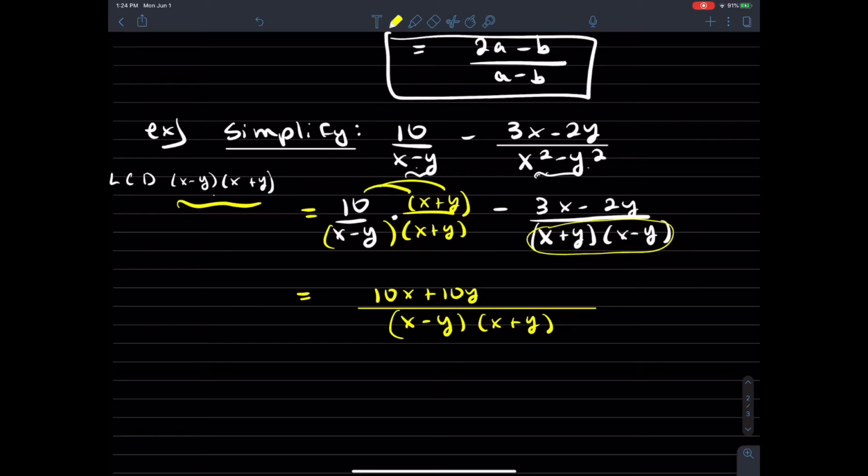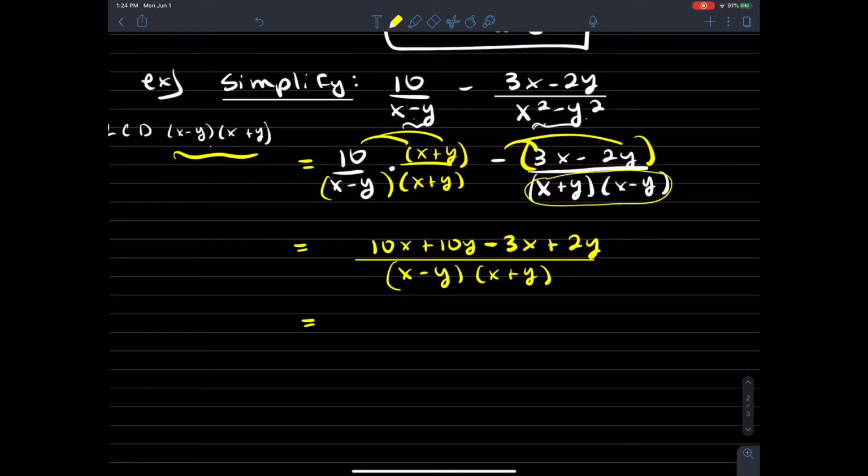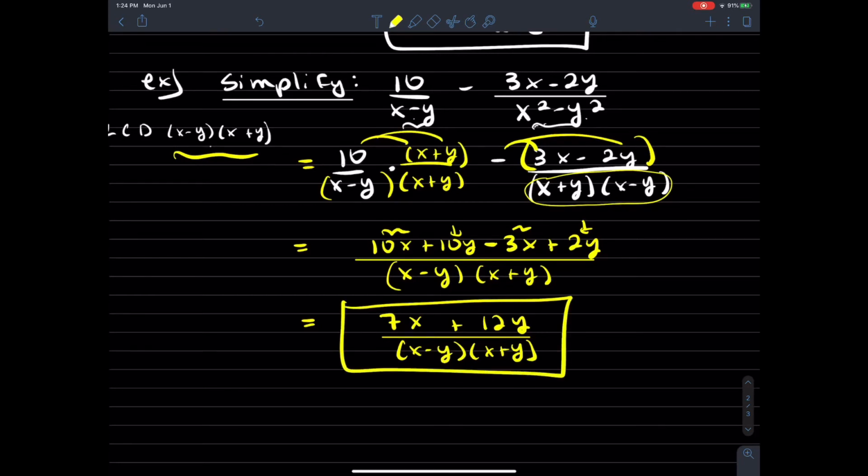And then again, be very careful here. You need to subtract both terms. So it's minus 3x plus 2y. And then, now that I've distributed, I can add my like terms. 10x minus 3x, 7x, 10y plus 2y, 12y, all over x minus y, x plus y. Or you can have those two in different orders. Again, the top 7x plus 12y, there's nothing in common. You can't factor it out, and you can only cancel factors. So that's my final answer.